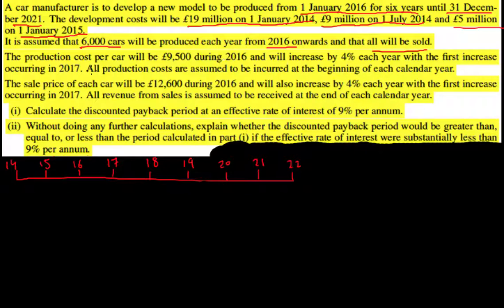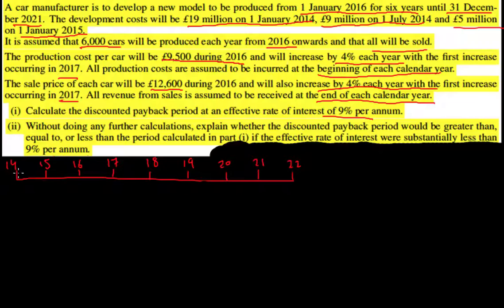All are going to be sold. The production cost will be £9,500 during 2016. It's going to increase by 4% each year. First increase will start in 2017, and all the costs are going to be at the beginning of each calendar year. The sale price is going to be 12,600. It's going to increase by 4% each year. First increase will start in 2017, and all the revenue is going to be received at the end of the year. So what is the discounted payback period at an effective rate of interest of 9% per annum?